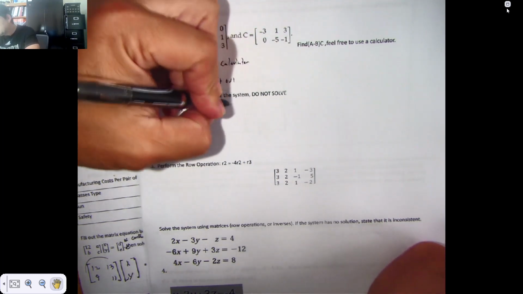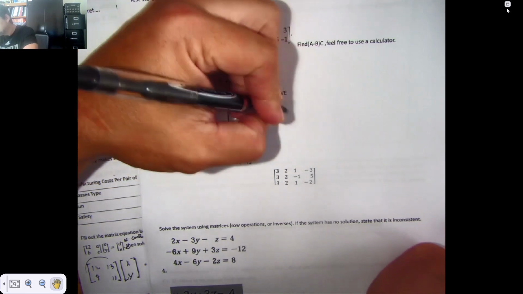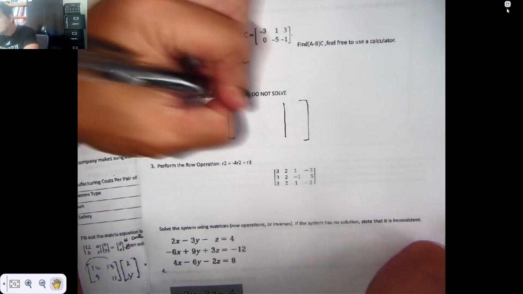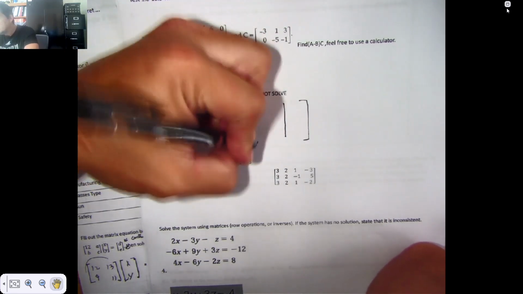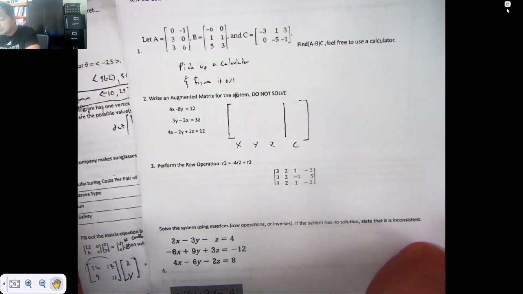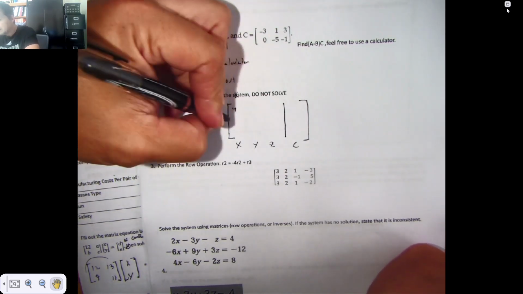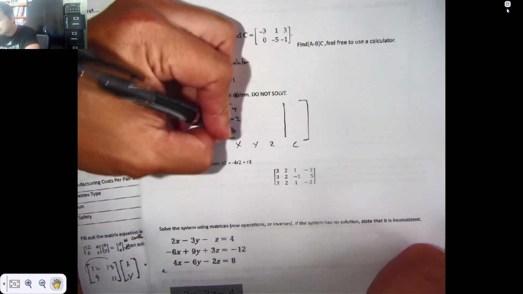Alright, augmented matrix. Easy problem. You know, this will be a test. It'll mostly be multiple choice. Shouldn't take you too long. But you've got an X column, a Y column, a Z column, and your coefficients. The X's are a 4. That one's got a -2, and that one's got a 4.